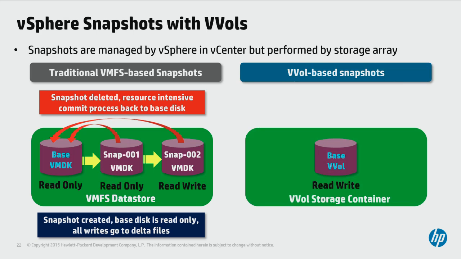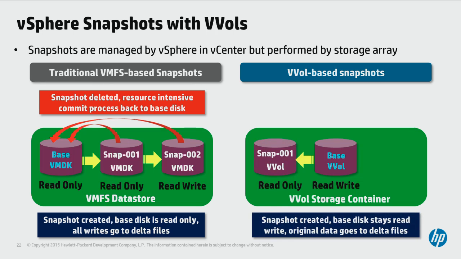With VVols, the way that now works is when I take a snapshot, my base VVol, my base disk, stays read-write. We're not going to freeze that disk anymore. Any new data is still going to get written to that. And then any new change blocks that occur within that base disk get written out to my delta files. So my delta files are always read-only now. And my base disk contains the latest and greatest data within it.